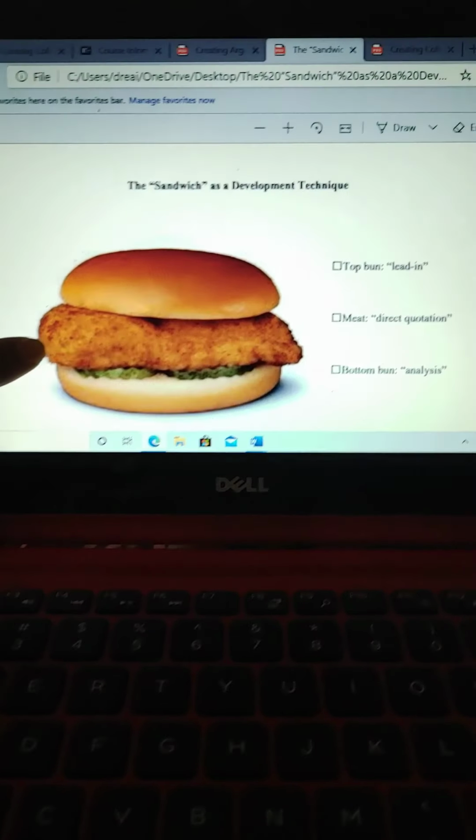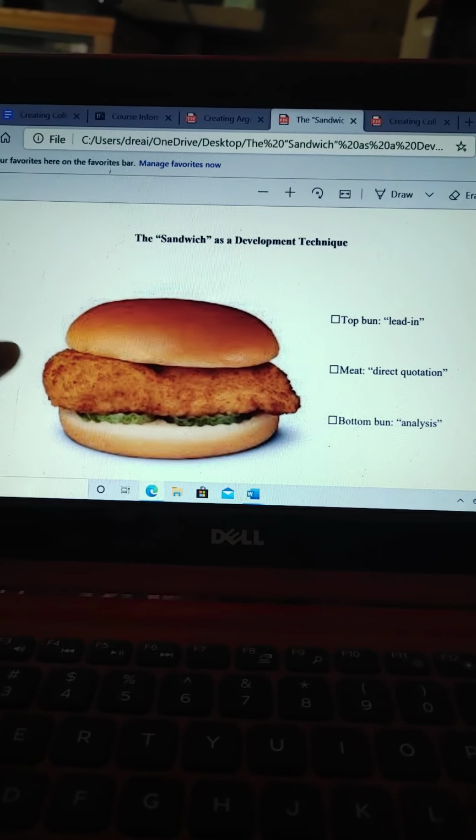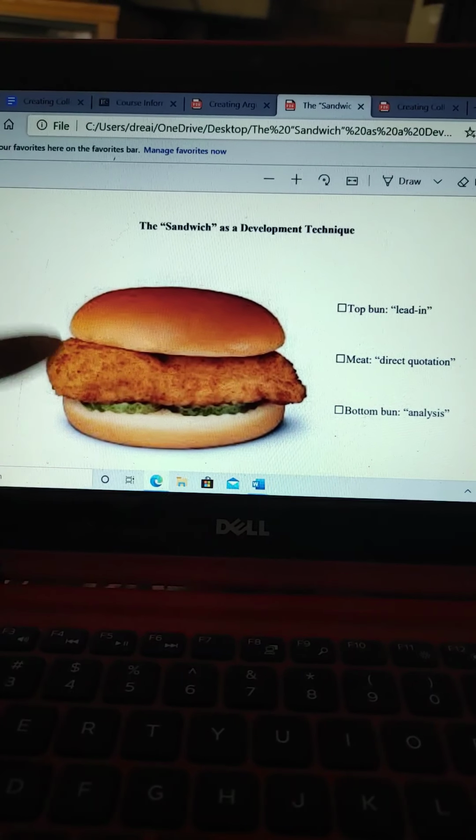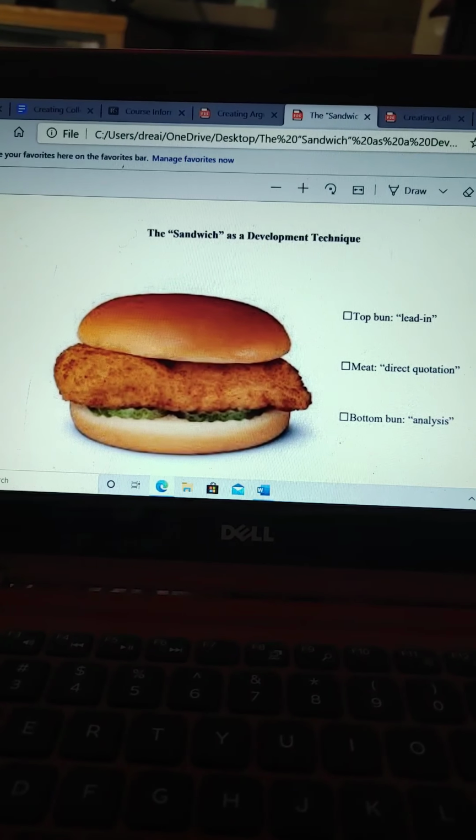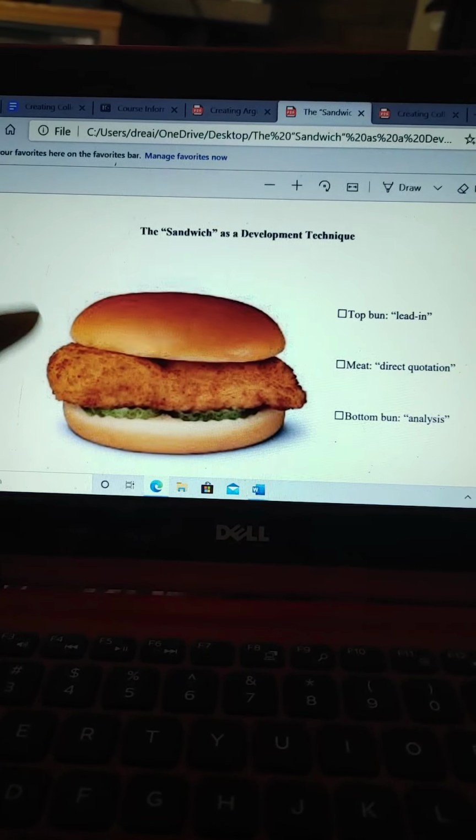So here is our wonderful, beautiful, ugly sandwich. It's dry. I tried to pick a sandwich that wasn't too appetizing because I'm not trying to make you guys hungry while I'm lecturing. But moving right along.